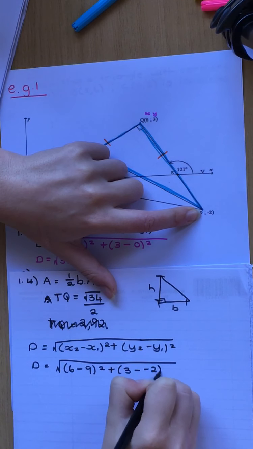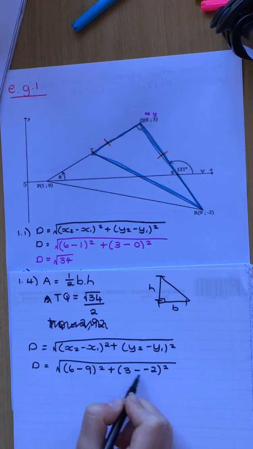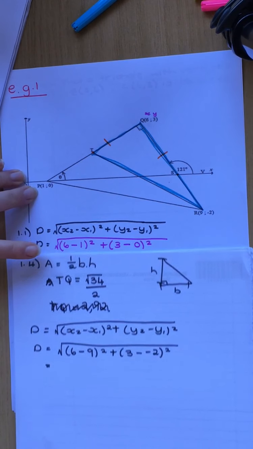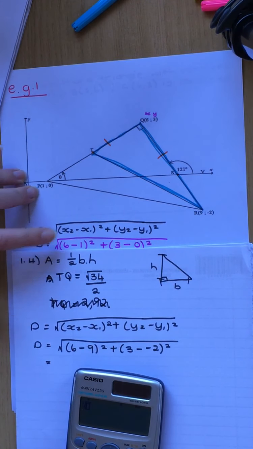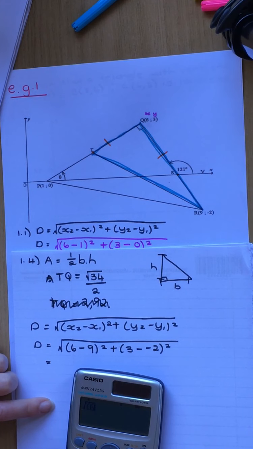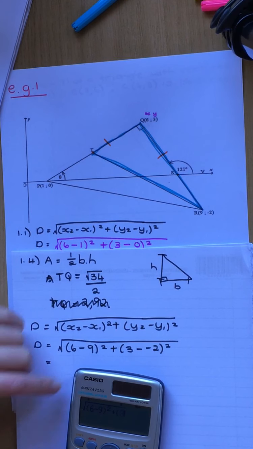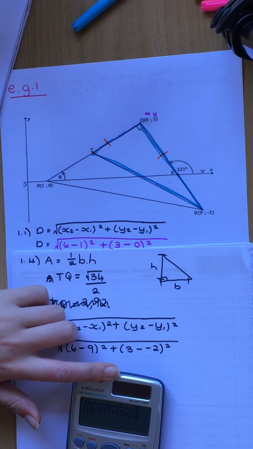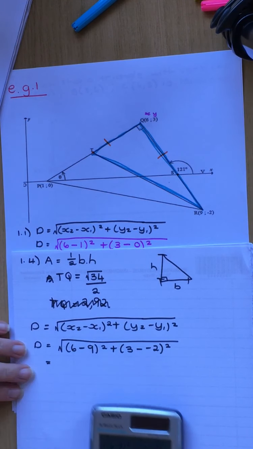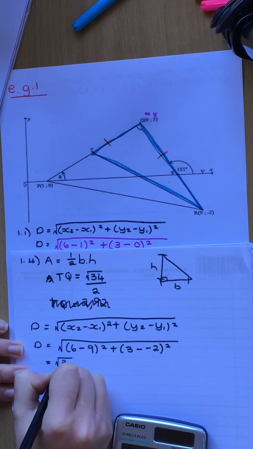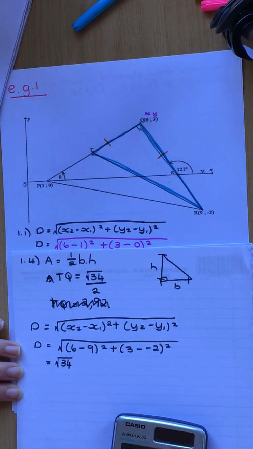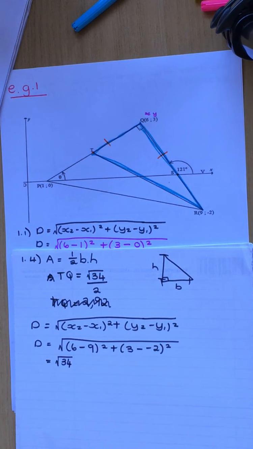minus 2 squared. Remember, this minus 2 is going to become a plus. So when you punch it into your calculator, make sure you put the plus. So it's going to be 6 minus 9 squared, plus 3 plus 2, close your bracket, squared, which gives me root 34. Okay, so I'm going to leave it, as I say, in surd form, just to make sure that it stays as accurate as it possibly can.